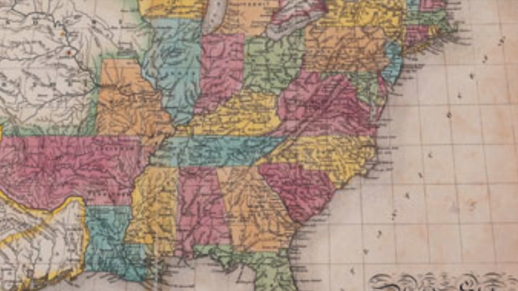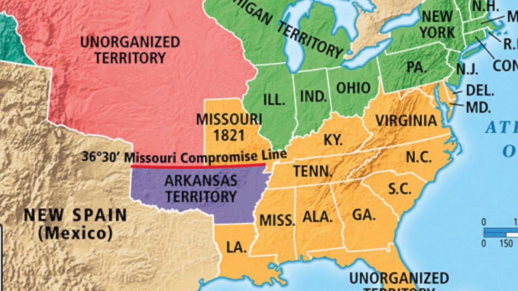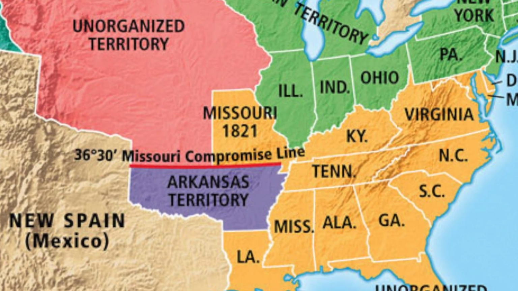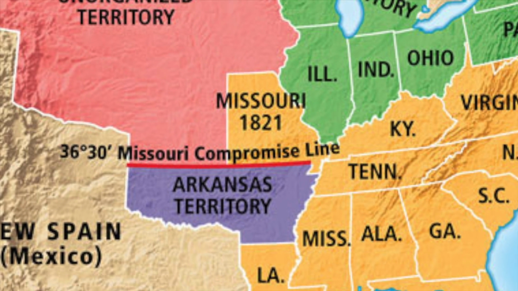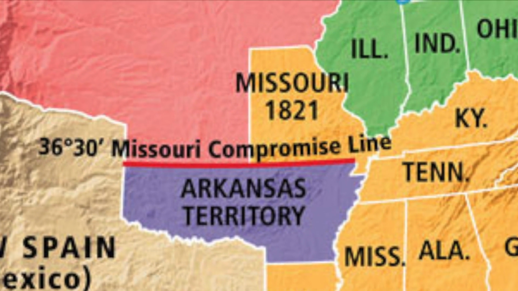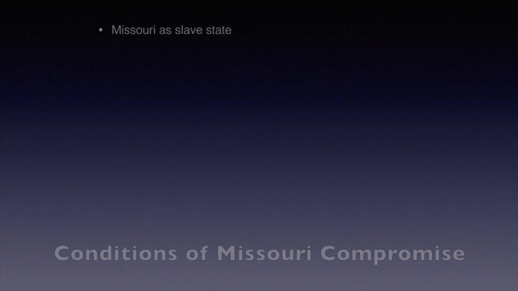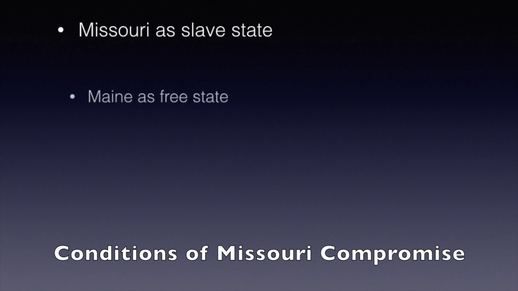before 1820, Missouri wanted to become a state. This would have upset the balance of free and slave state senators, so a compromise was drawn up, the Missouri Compromise. It stated that Missouri would enter as a slave state and Maine, which was carved out of Massachusetts, would enter as a new free state, keeping the balance.